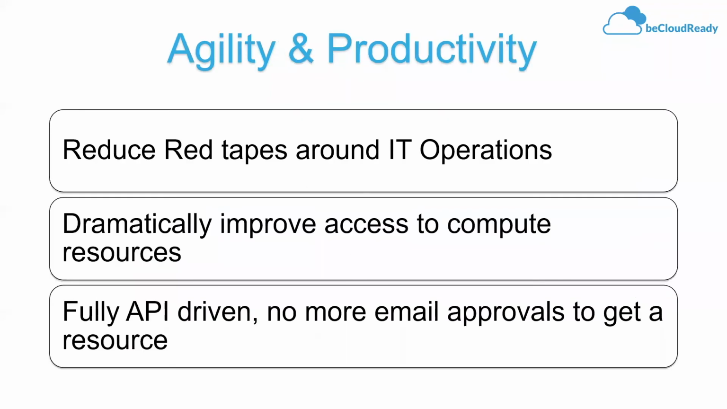So again, when you combine agile productivity and cloud migration, you reduce the red tape. You don't have to call a plumber anymore to fix it. You just call your office building person and they will fix it. Dramatic improvement in compute resource, fully automated development. So basically no more back and forth, email and here and there. You basically get the job done pretty quickly.